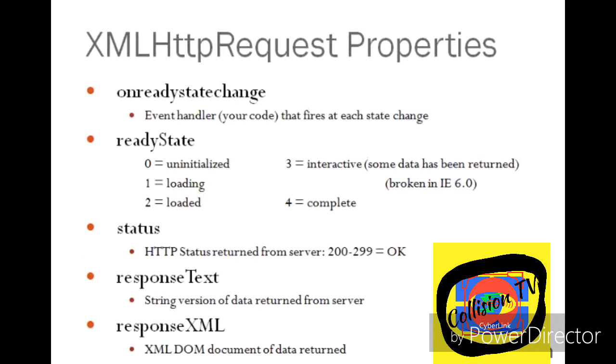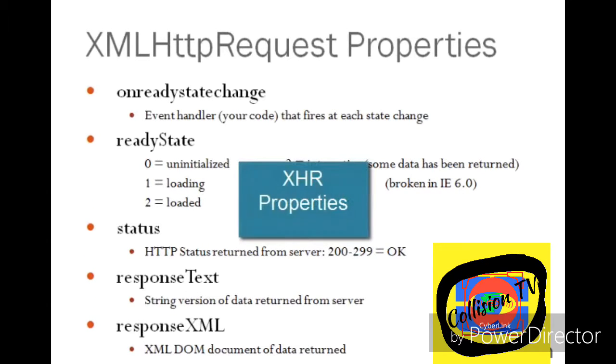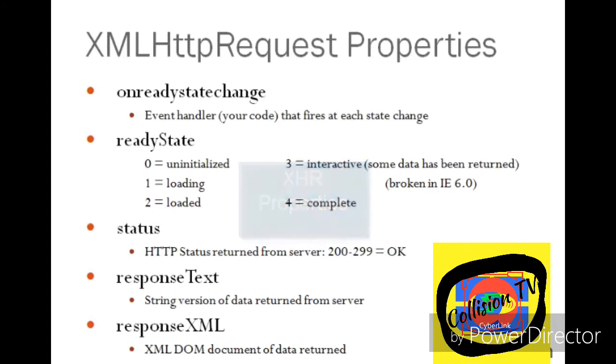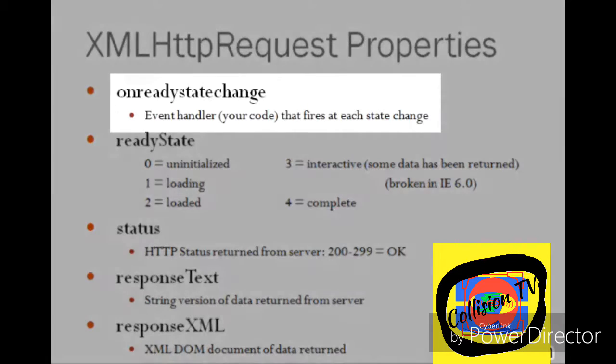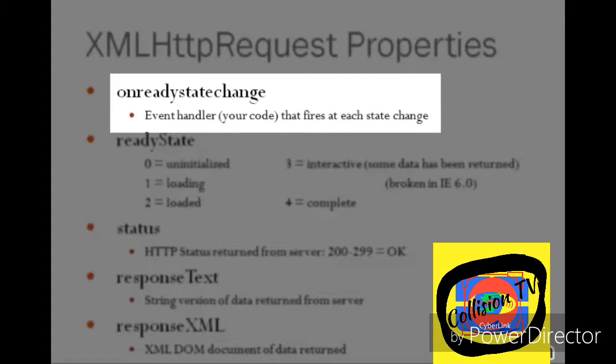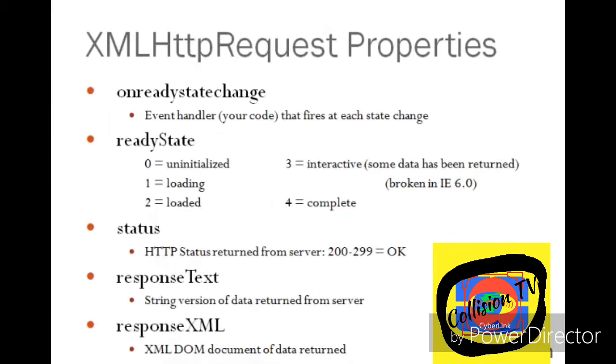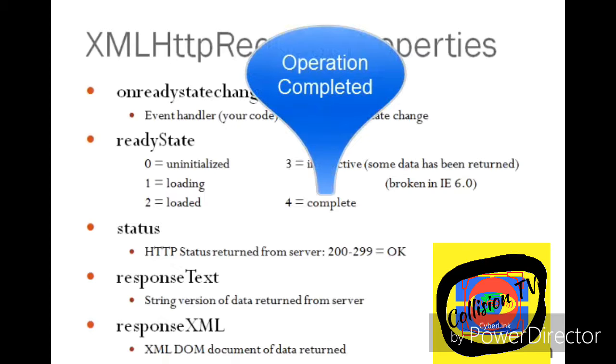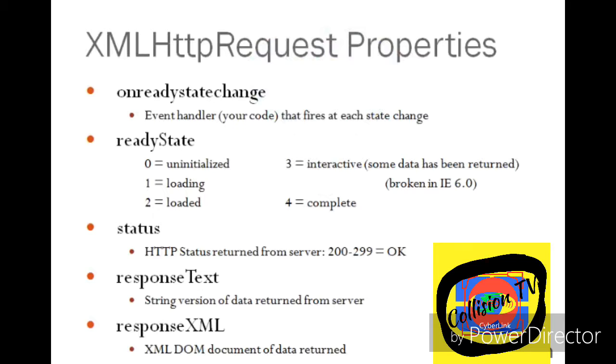Now the properties of the XML HTTP request object. The first is onreadystatechange. It is the event handler that fires at each state change. The ready state has 5 codes. First is 0, which states that it is uninitialized. The second is that it is loading. Another is that the data is being loaded. The fourth one is that the data is being returned, and the last one is that the response is complete.